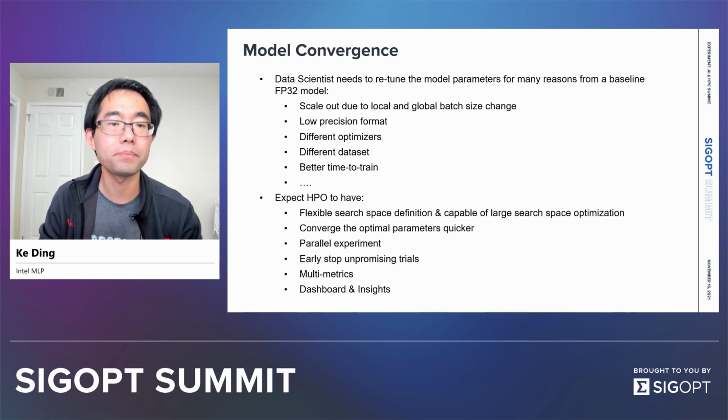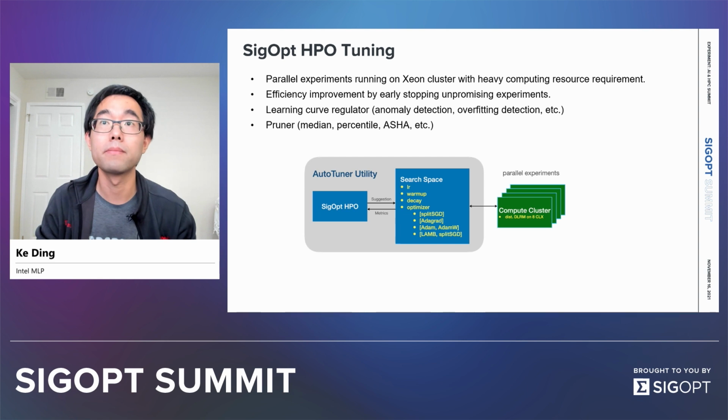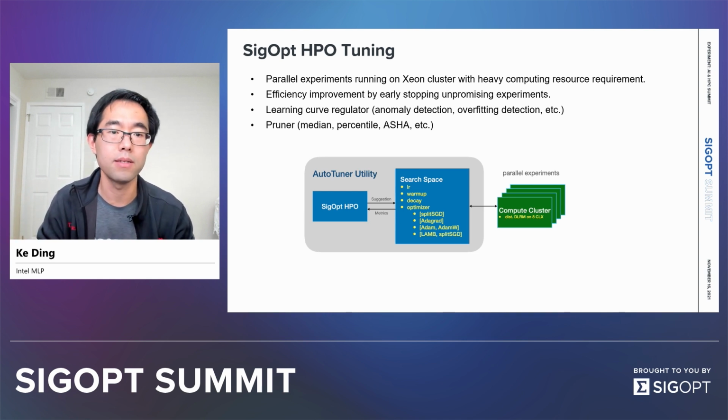convergence problem. This page shows the HPO tuning setup. The auto-tuner abstracts the HPO tuning process between the HPO tool and the tuning workload. It takes the search space definition for the tuning workload, gets a suggestion from the HPO library, runs the tuning workload with these parameters, sends the result metric back to the HPO, and then gets the next suggestion. This is an iterative process until the predefined tuning budget is reached.